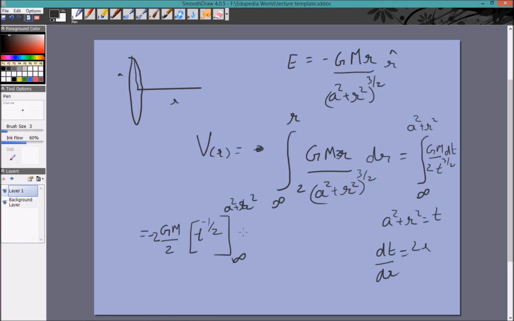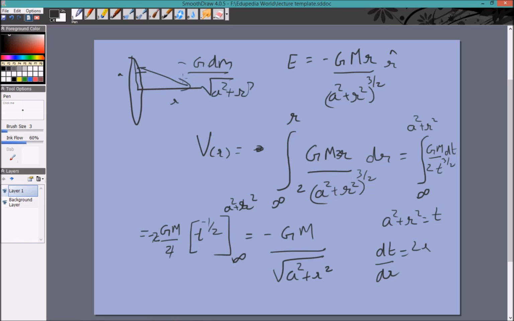This will give me 0. These two will cancel, so that will give me minus GM by root of a squared plus r squared, which is the same result we got previously by just calculating it individually. For each element, it would be minus G dm by root of a squared plus r squared. A and r are constant, G is a constant, integrated, minus GM by root of a squared plus r squared.